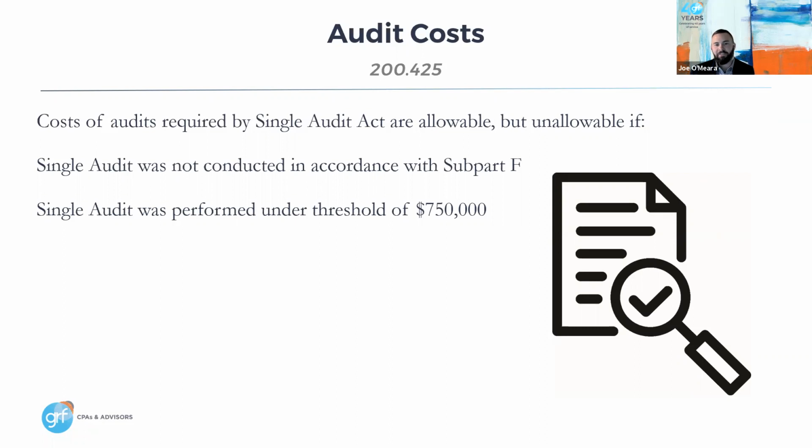But the federal government says, well, wait a second, there are a couple instances where we're not going to pay for that cost. The first is if the single audit was not conducted in accordance with Subpart F. That's the next section in 2 CFR 200. It's the roadmap for us auditors as far as how we perform the single audit of organizations. If the single audit is not conducted following those standards, then they don't want to pay for that cost.